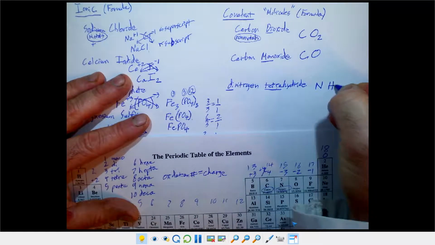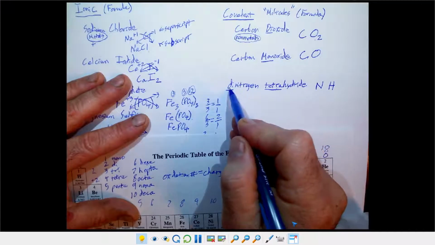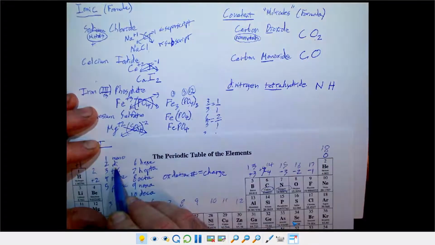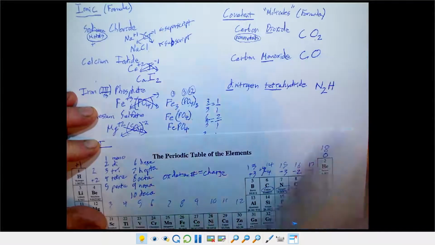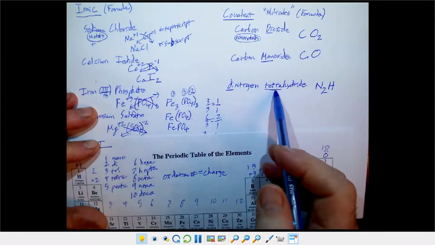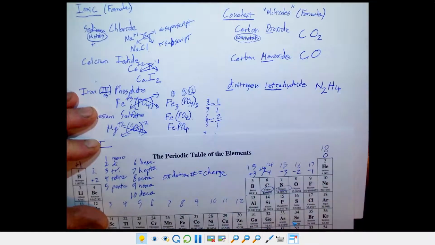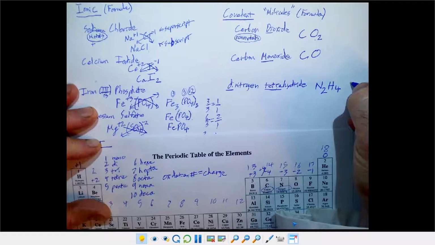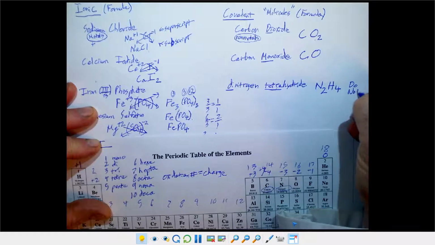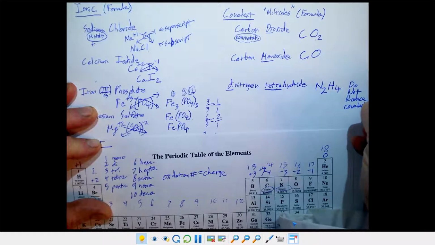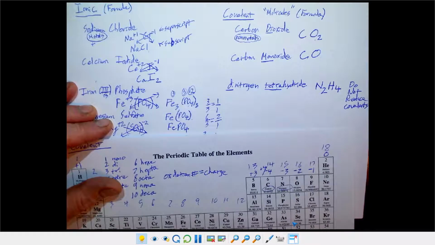So hydrogen. Notice that this is 2. Di stands for 2 right here. So put N2. And then the H picks up a tetra, which is a 4. Now you might think, oh, I got to reduce that, right? 1 to 2? No. Do not reduce covalent compounds. Only reduce ionic type compounds. Do not do that for covalent, okay?